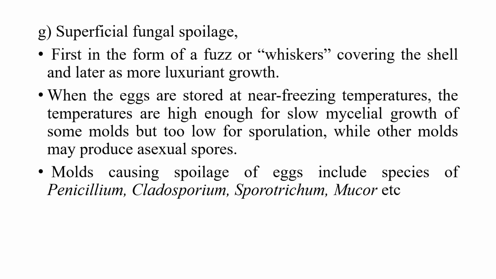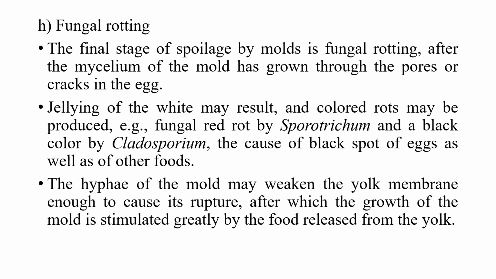Next is superficial fungus spoilage, first in the form of a fuzz or whiskers, then later covering the shell, and later as a more luxuriant growth. Sometimes there will be superficial fungus spoilage on the egg, and when the eggs are stored at near freezing temperature, the temperatures are high enough for the slow mycelial growth of some molds, but too low for their sporulation, while other molds may also produce some asexual spores. The molds causing spoilage of the egg include Penicillium, Cladosporium, Sporotrichum, Mucor, etc.